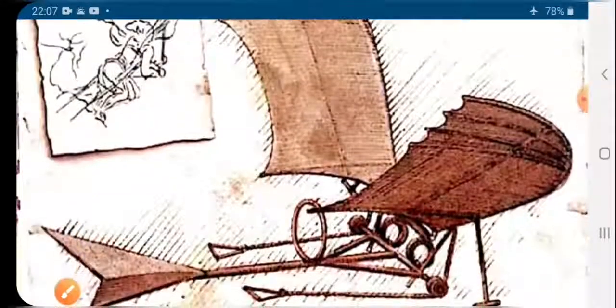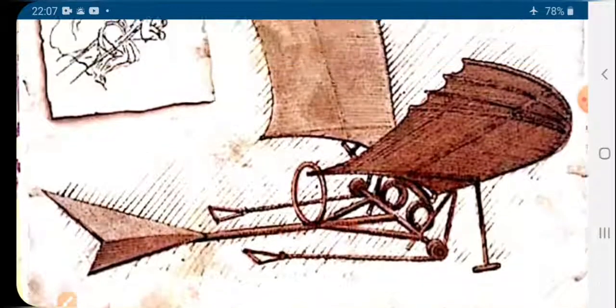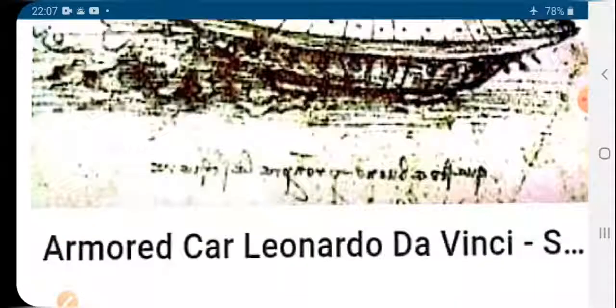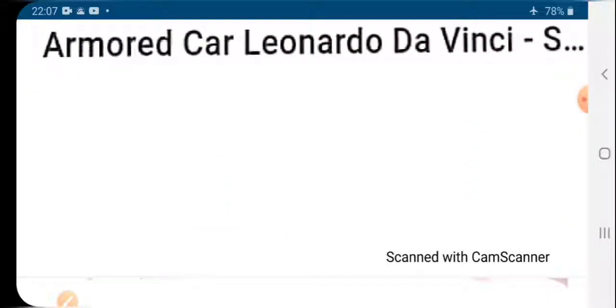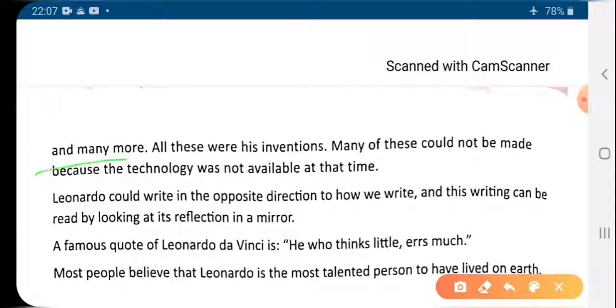More, I can show you that at that time he had also imagined the flying machine, and he has made this sketch also. And more, this is the armored car that was designed by Leonardo da Vinci, and many more things. All these were his inventions. Many of these could not be made because the technology was not available at that time.